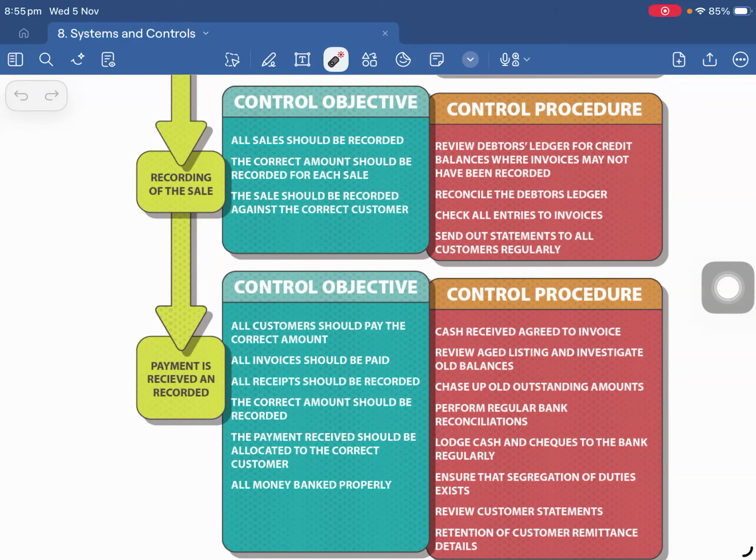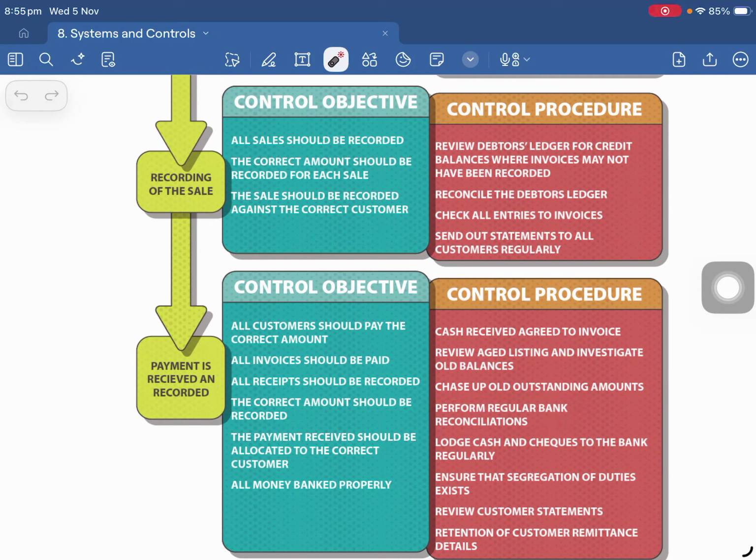Clear? Now you're going to chase up the old outstanding amounts. You are going to talk, you're going to leave a message, email telling them to pay back, or you're going to directly go. Clear? Then you're going to perform regular bank reconciliations to ensure that our bank balance is same as with the cash book that we have maintained. Clear?